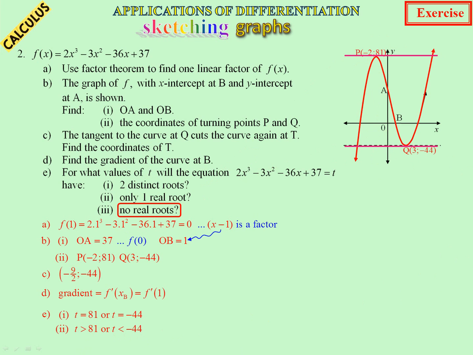No real roots. Well, where can we draw a horizontal line not to cut this graph? Nowhere, because this is going down forever, that's going up forever. A horizontal line will always cut it at least once. No values of t.